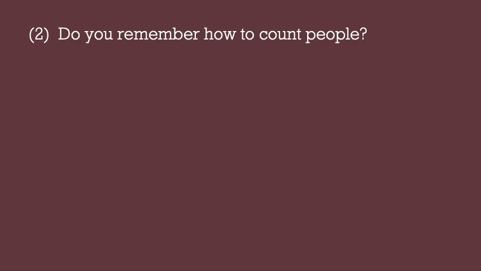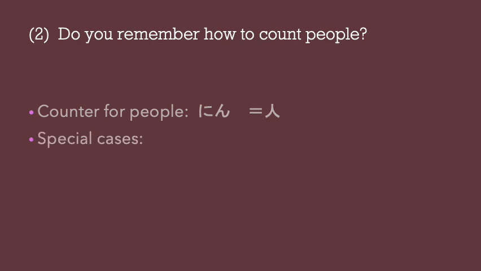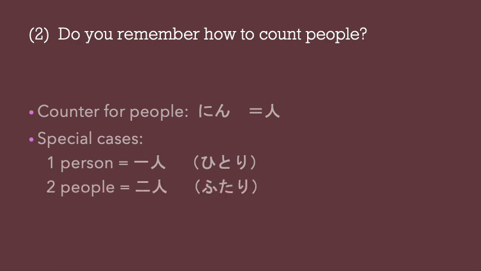Now we are starting number 2 on page 4. Do you remember how to count people? Counter for people is nin. If you'd like to use kanji character, this is the character. There are special cases. One person is hitori, not ichi nin. Two people is futari, not ninin. Everything else is just number and nin.